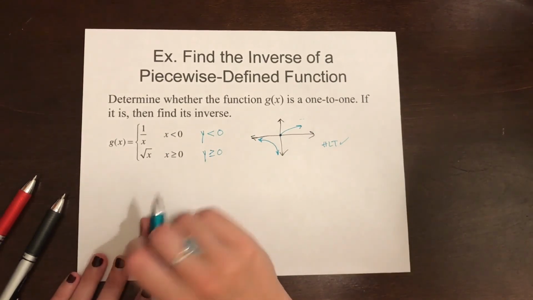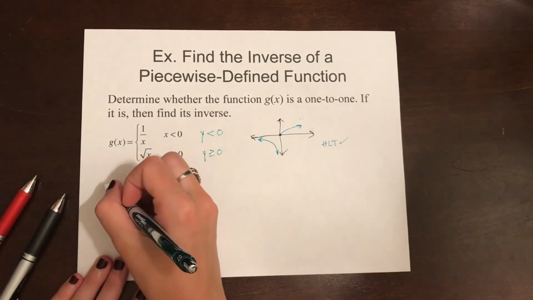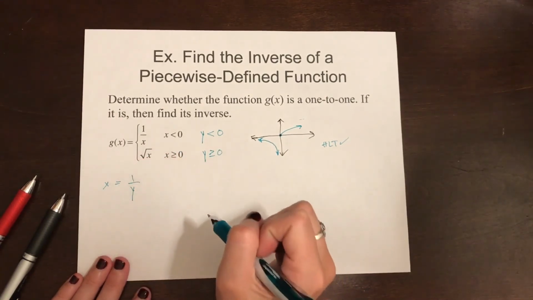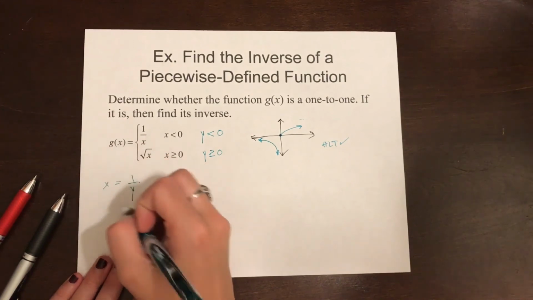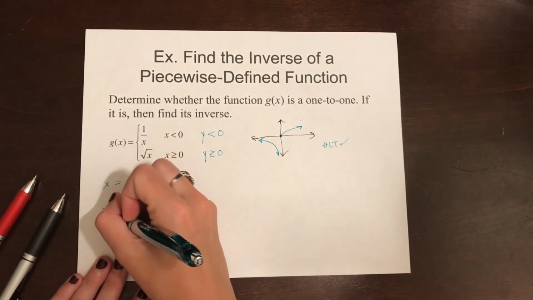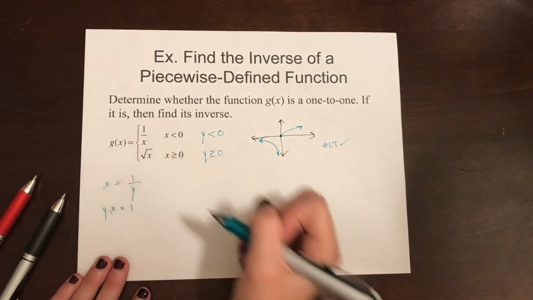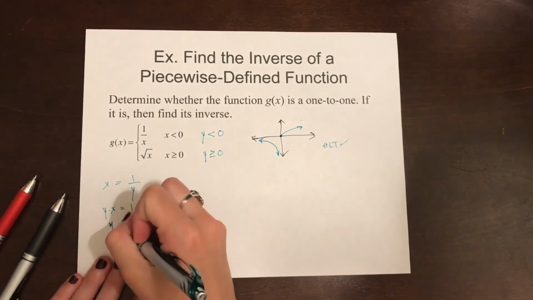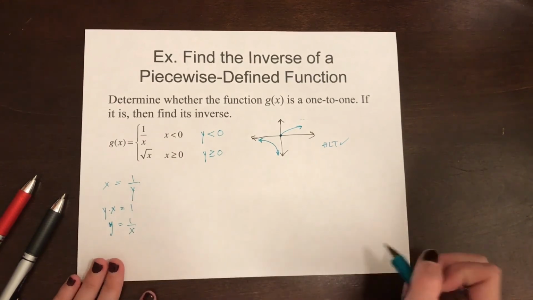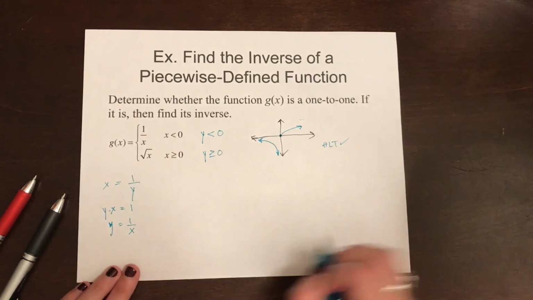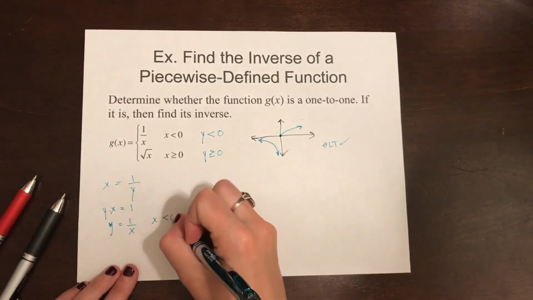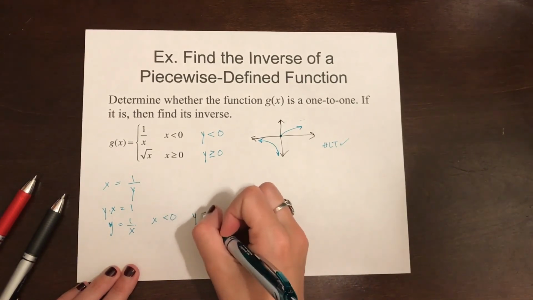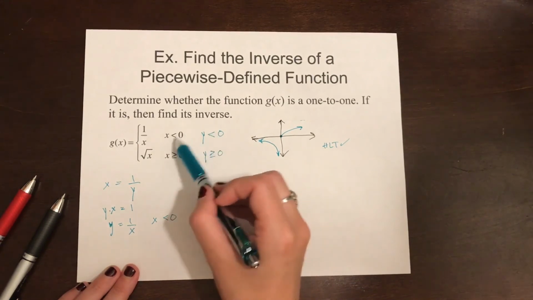Now for the first part, we switch the x and the y. If I multiply both sides of the equation by y, I'll have y times x equals 1, then I can divide by x. And what do you know? We're back at y equals 1 over x. This is going to be for x less than 0 and for y less than 0.